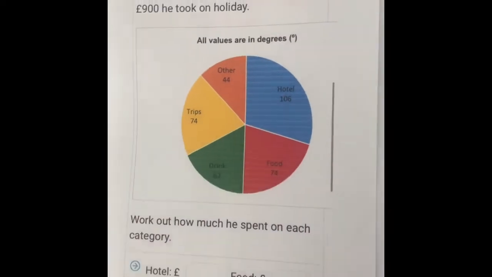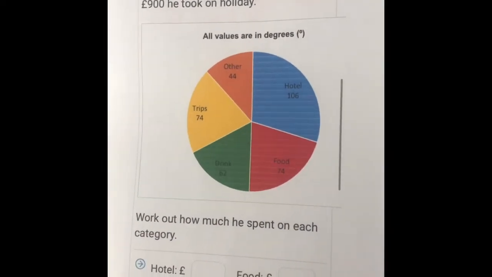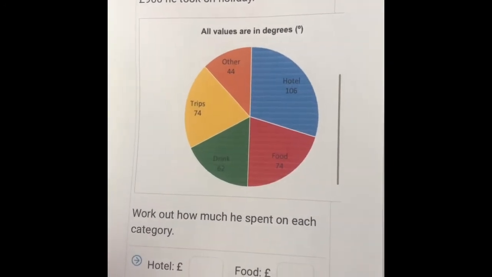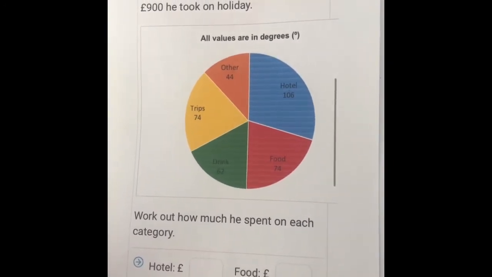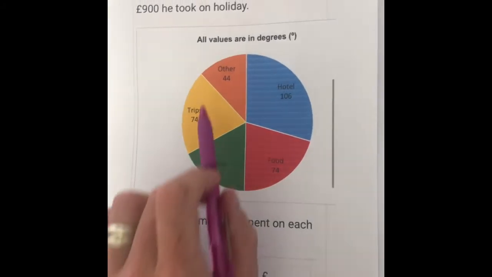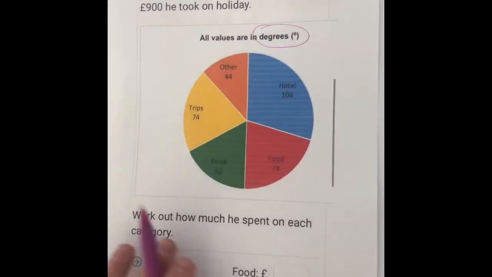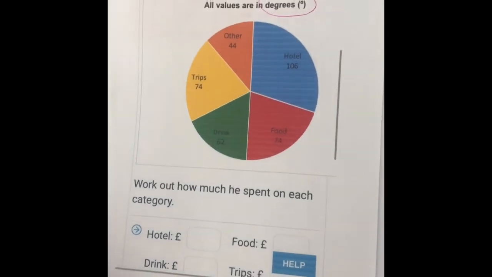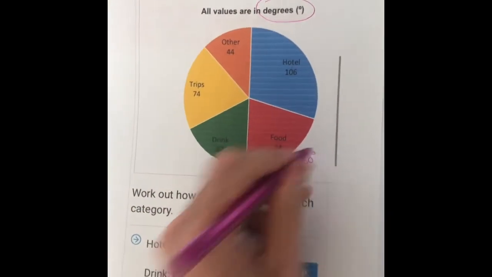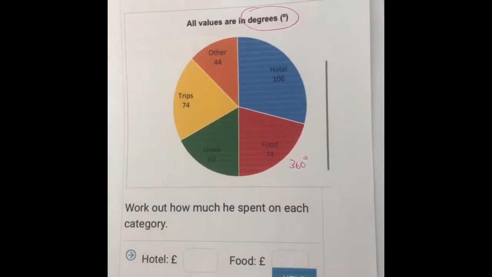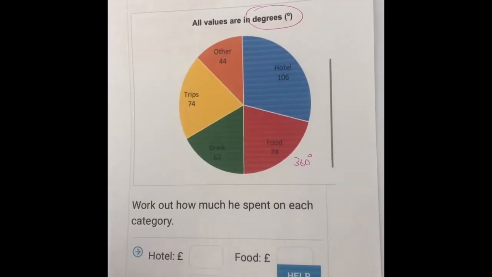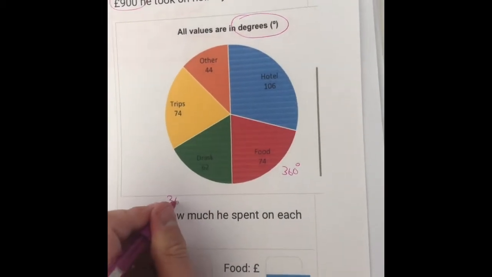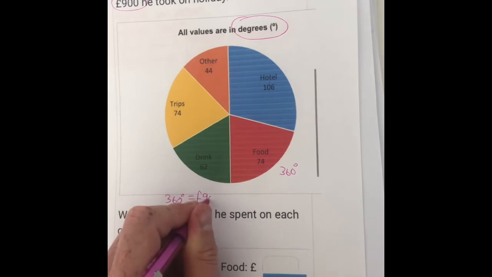Well, that would be the hotel. Which did he spend the least on? Well, that'll be other. Then it may be that you're given these in degrees, that you have to work out how much there was originally in the table. You know this totals 360 degrees, and you've got to work out how much you spent on each category. It tells you how much here. So it says 360 degrees is £900.